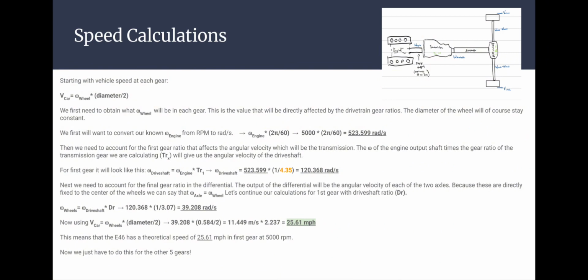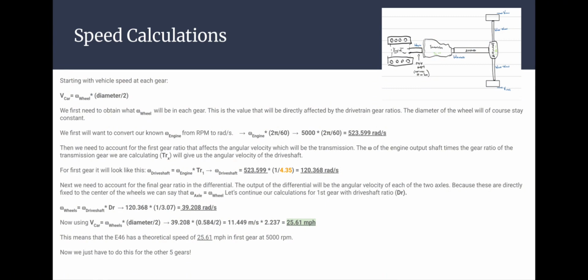So for first gear, which I'll calculate on this slide in more depth, it's going to look like angular velocity of the drive shaft equals angular velocity of the engine times the transmission gear ratio for first gear. And if we use 4.35 from the table for that, we get 120.368 radians per second. So that's pretty much how fast the drivetrain or the transmission output shaft is going to be. That's how fast those are spinning.